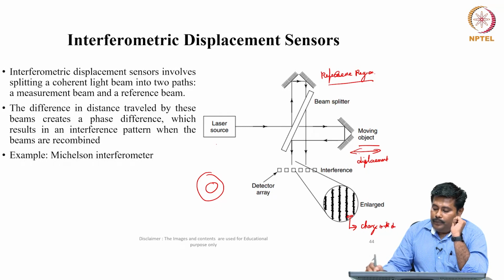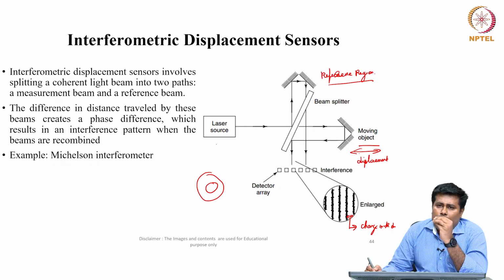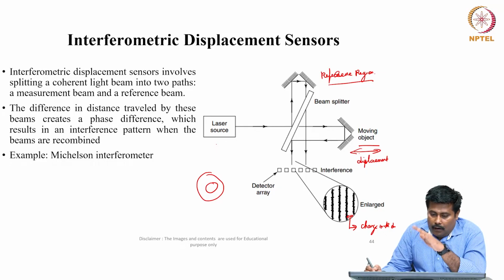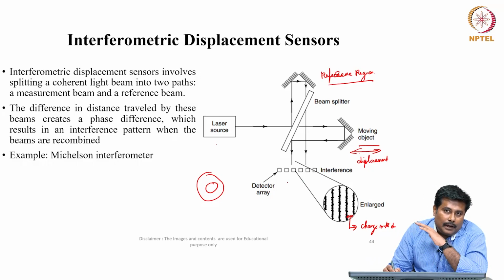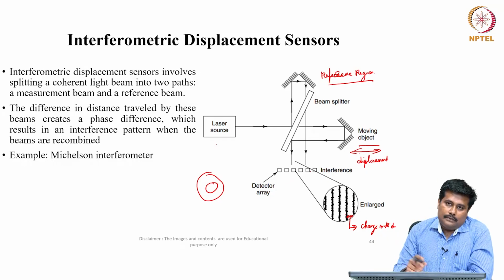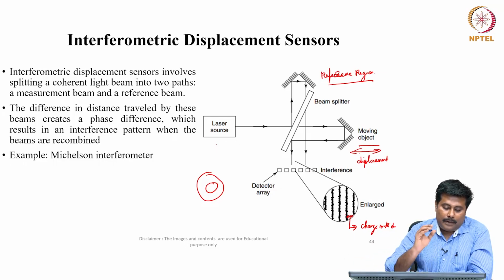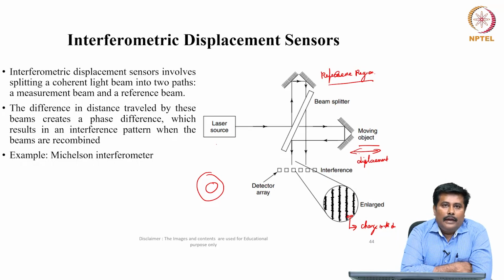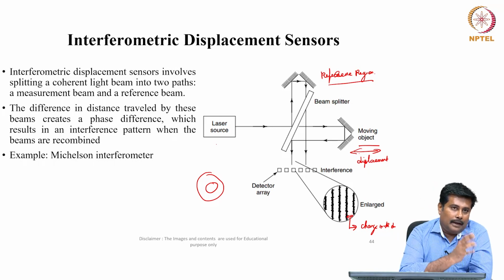displacement. Since the overall interference change is going to be on a micron level, there is a need to integrate a detector array in the system. This detector array will completely record or measure the interference, and it gives a readout to the system. As far as this interferometric displacement sensor is concerned, this involves splitting a coherent light beam into two parts, a measurement beam and a reference beam.